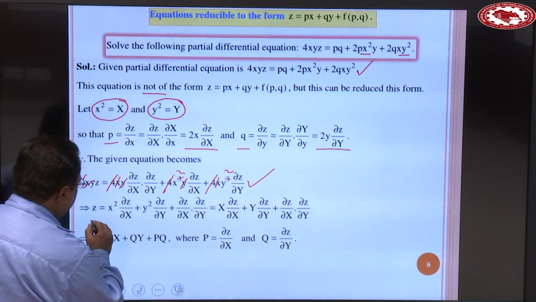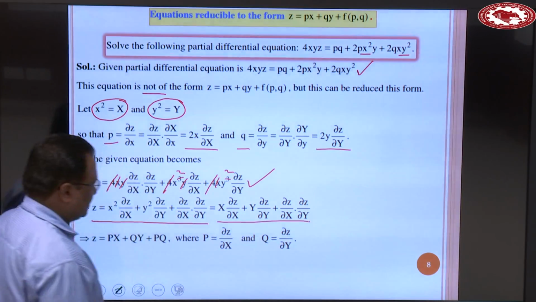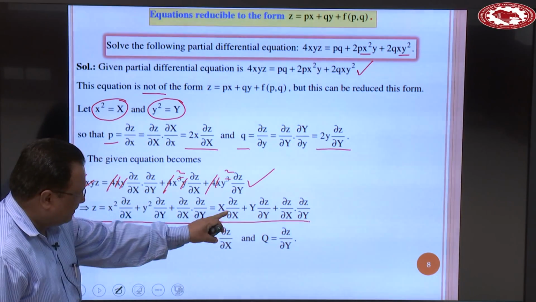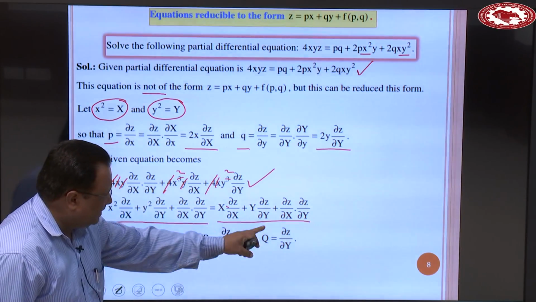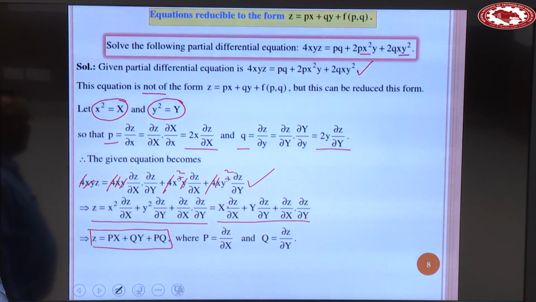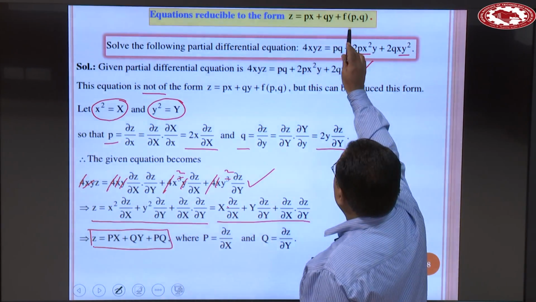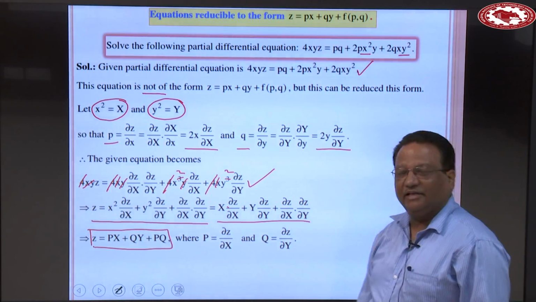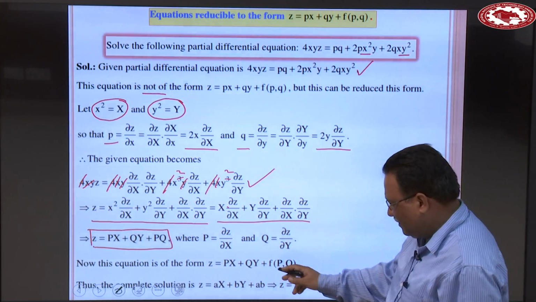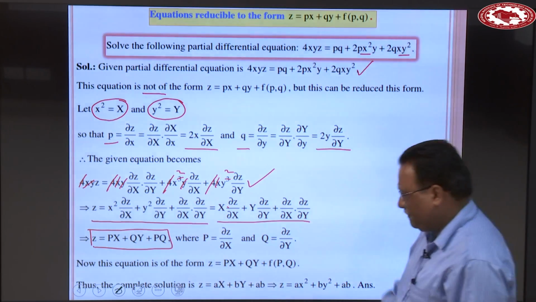Now, we get this type of result, okay? Now, simplify, more simplification, we get this result, okay? And if you compare, okay, if we substitute curly z over curly x is capital P and curly z over curly y is capital Q, then it becomes this form. Z is equal to Px plus Qy, Px plus Qy is equal to Pq, means function of Pq. Then what is the solution? Solution can be written like this way. Z is equal to Px plus Qy plus function of Pq, then solution becomes Z is equal to Ax plus By plus AB.